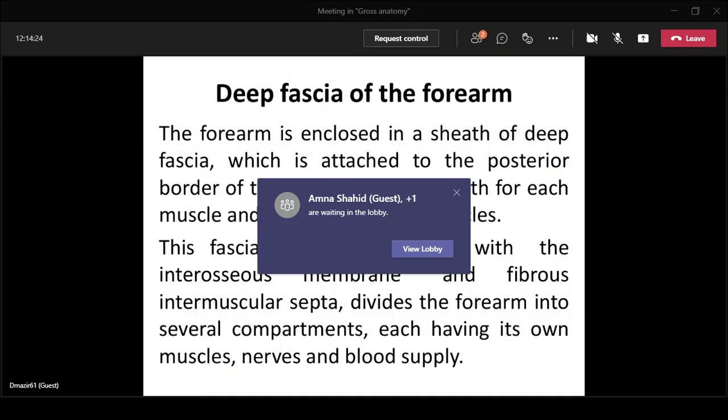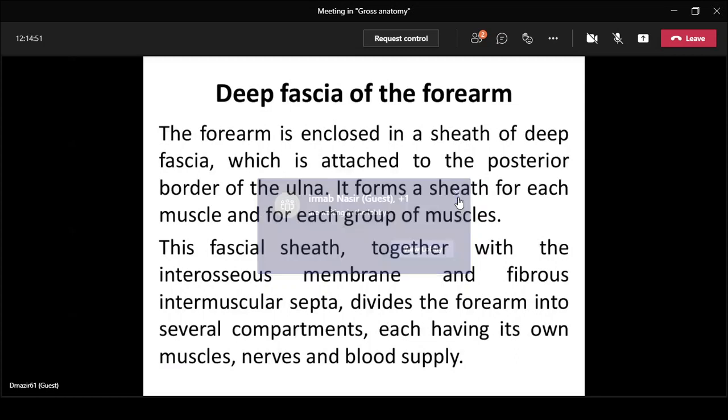It forms a sheath for each muscle and for each group of muscles, just as we studied in the initial introduction to anatomy. Every muscle fiber is enclosed in a sheath of connective tissue known as the endomysium, then the group of muscle fibers is enclosed in a sheath known as the perimysium, and the whole muscle is enclosed in the epimysium. So endo, peri, epi is the sequence of the connective tissue fibers, starting from the minute structural detail up to the whole structure of the organ.